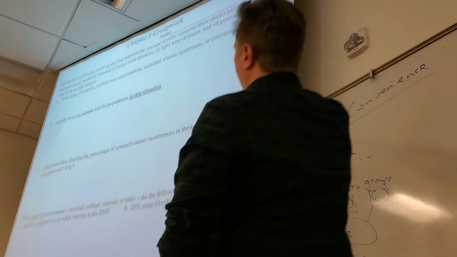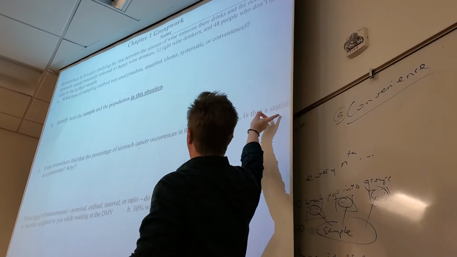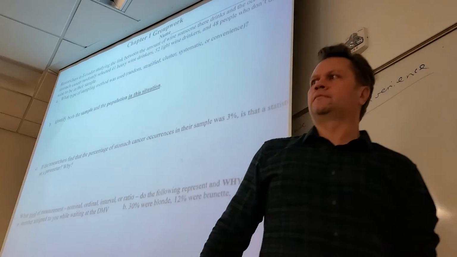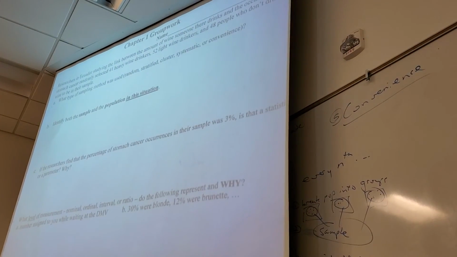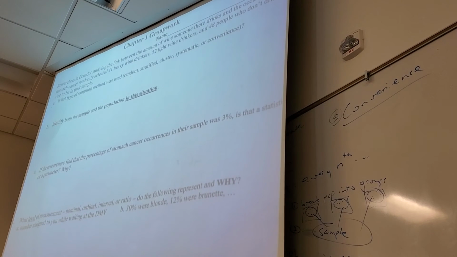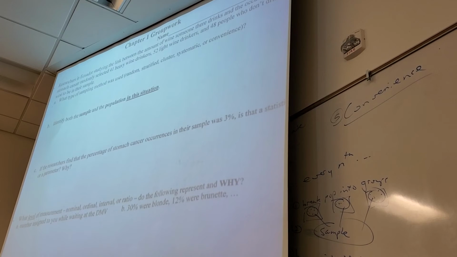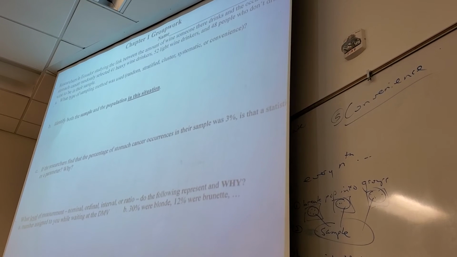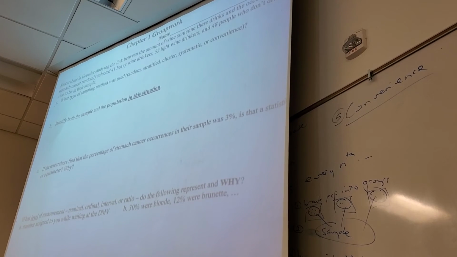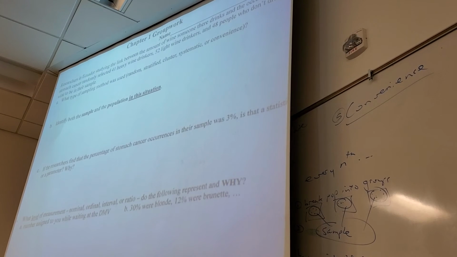If the researchers find that the percentage of stomach cancer occurrences in their sample is 3%, is that a statistic or a parameter? Statistic. Why? Yeah, it describes the sample. That's simple, right? If it was described in the population, I would have said, if the researchers report that the 3% cancer rate for all Ecuadorians, that would have been a parameter. That would have been describing an entire population.